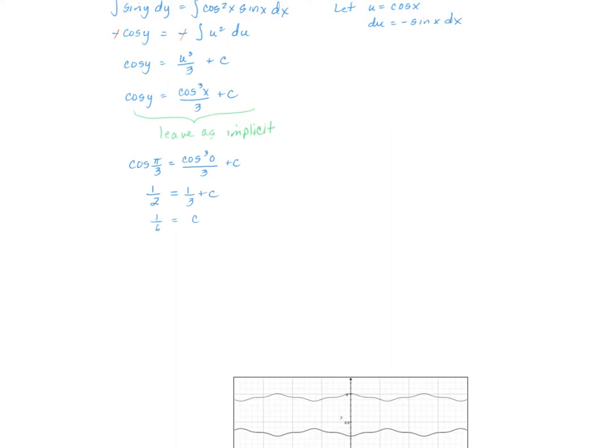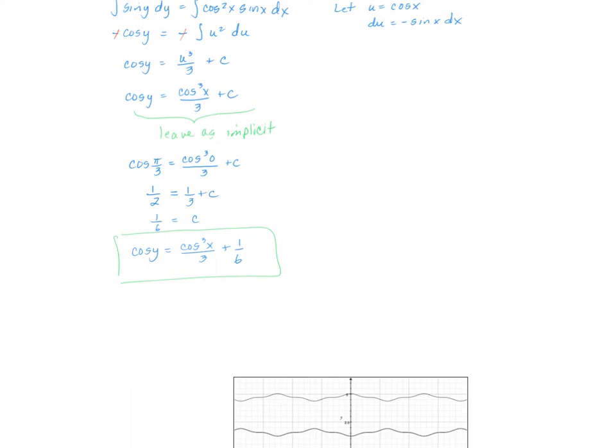Now my implicit solution for those particular initial values will be cosine of y equal to cosine cubed of x over 3 plus 1/6. And we've solved that initial value problem.